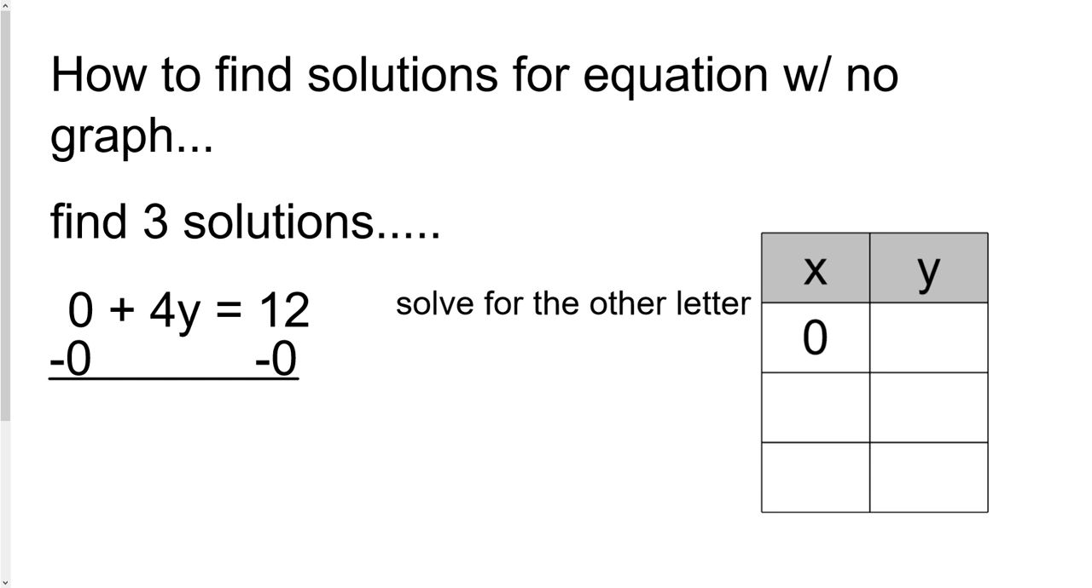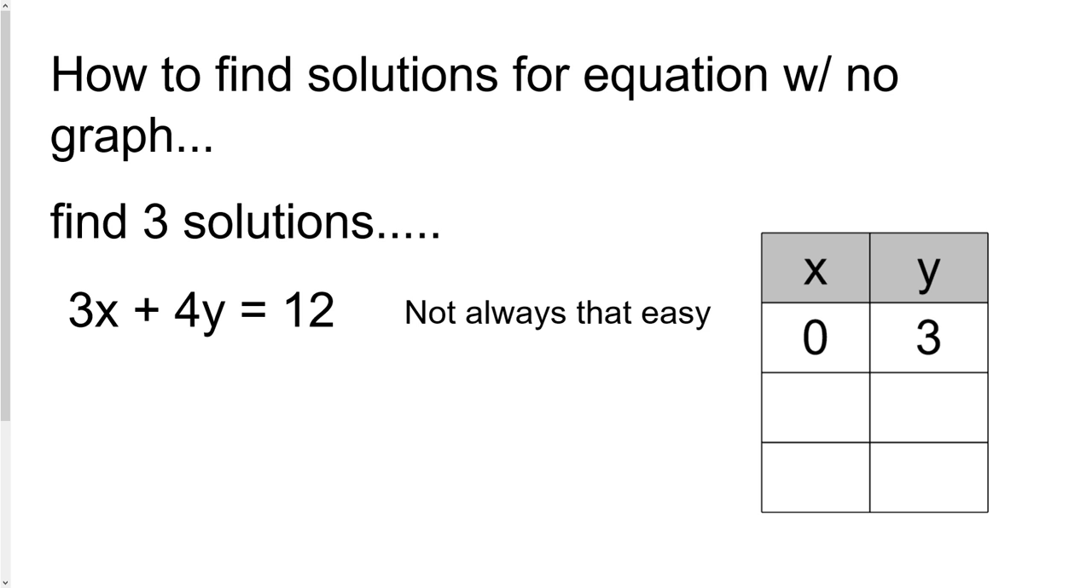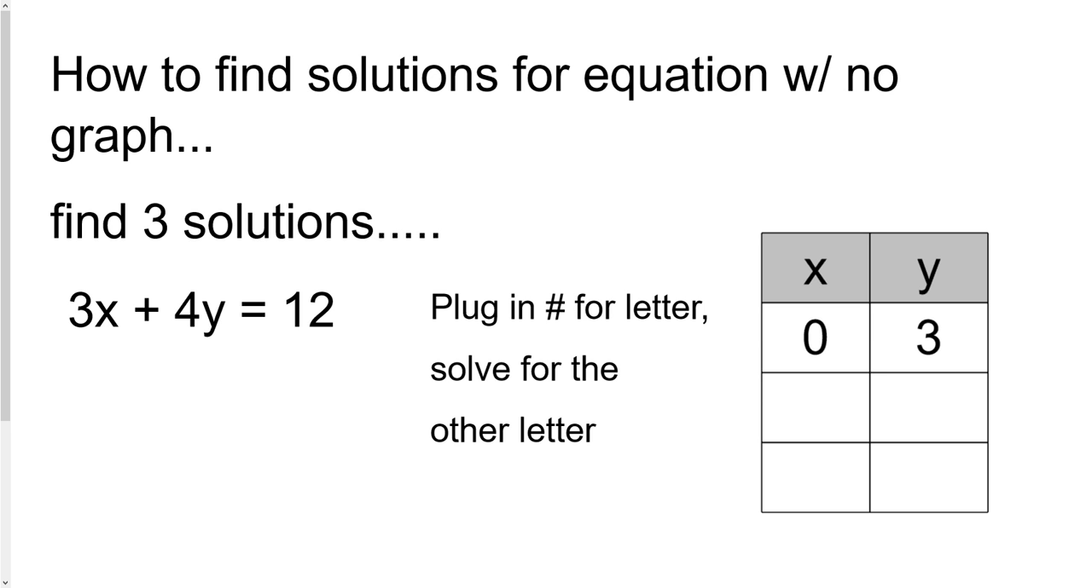Minus 0 from both sides. 4y comes down. 12 comes down. Divide by 4. Divide by 4. Y equals 3. Write that in your table. Go choose a different number for x. Hey, no problem. It's not always going to be easy for the nice round number for the y, though. Sometimes you'll get fractions, and I'll show you that right now.